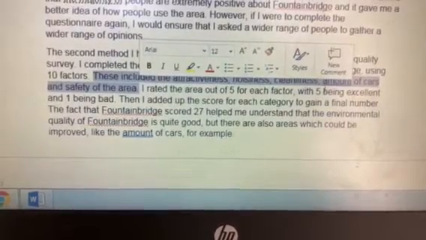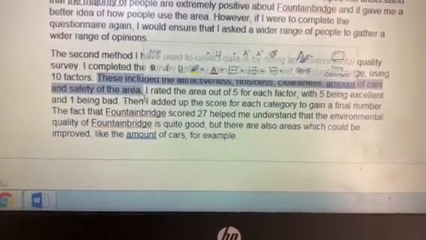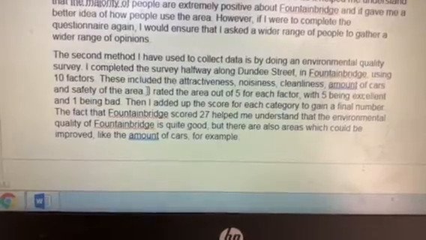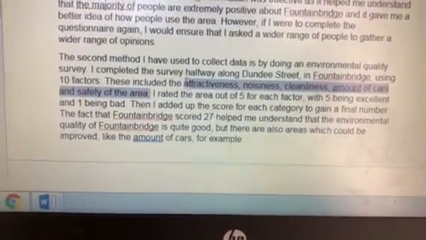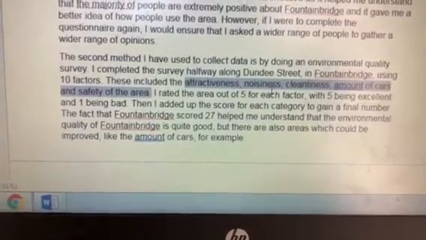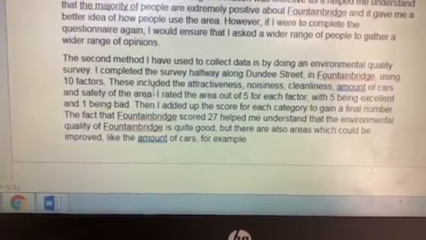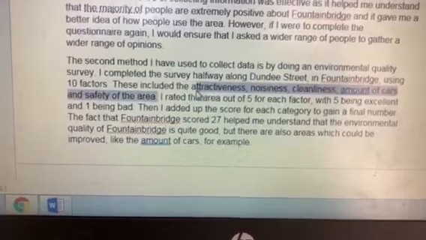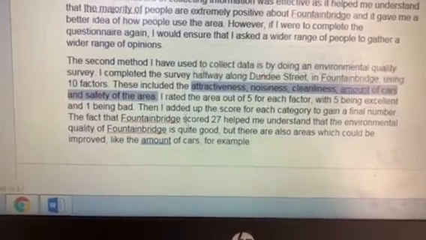Attractiveness, noisiness, cleanliness, amount of cars, and safety of the area. Now, in your case, it could be different. You could be measuring, for example, vandalism, graffiti, open green space. But you can choose your indicators, or you can rely on the template one I have put on Teams.